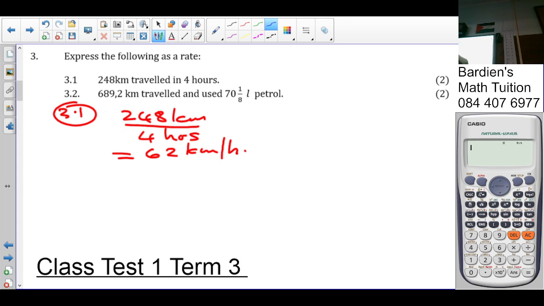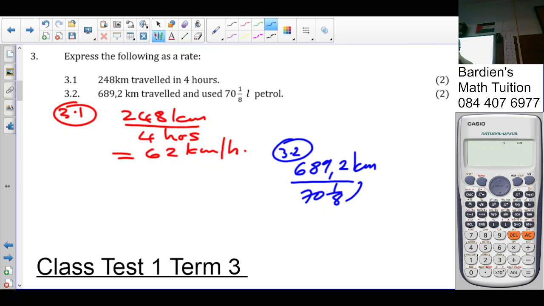In 3.2, we are told 689,2 divided by 70 and 1 over 8 liters. So this is kilometers and that is liters. So we put in the calculator 689.2 over, now you see there's a mixed fraction.